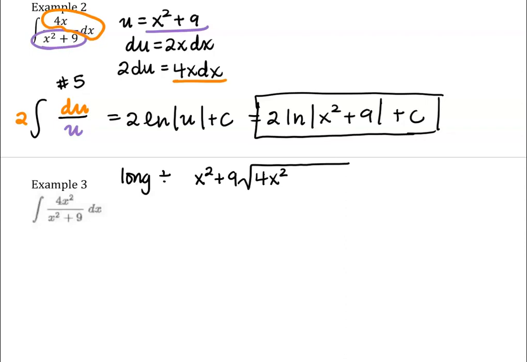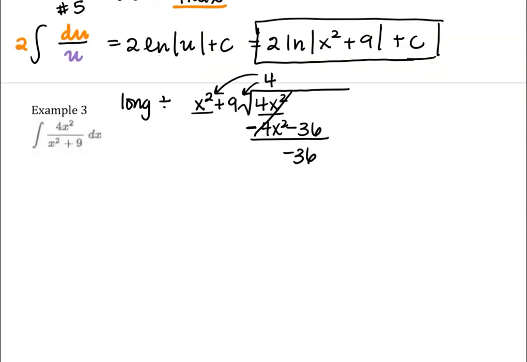I start off asking myself, what do I multiply by x squared to get 4x squared, and that is a 4. So now I'll multiply the 4 to give me a 4x squared, multiply the 4 to give me a 36, and then we are subtracting these. That cancels. I'm left with a remainder of negative 36, and the process stops there because there is no x squared down here next to that 36. So what we have just seen is that this division on the inside of the integral can be rewritten as 4 plus, well really minus, because the remainder was a negative 36.